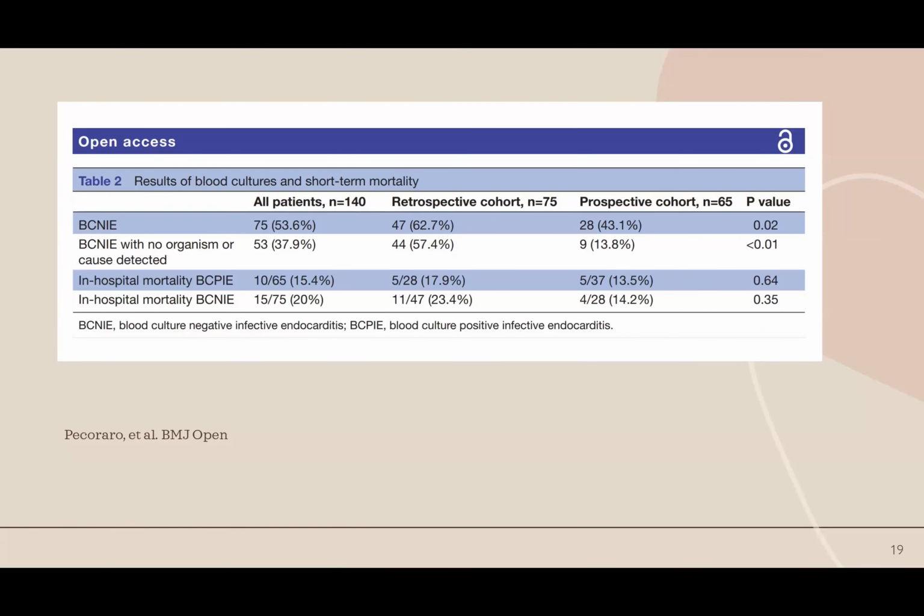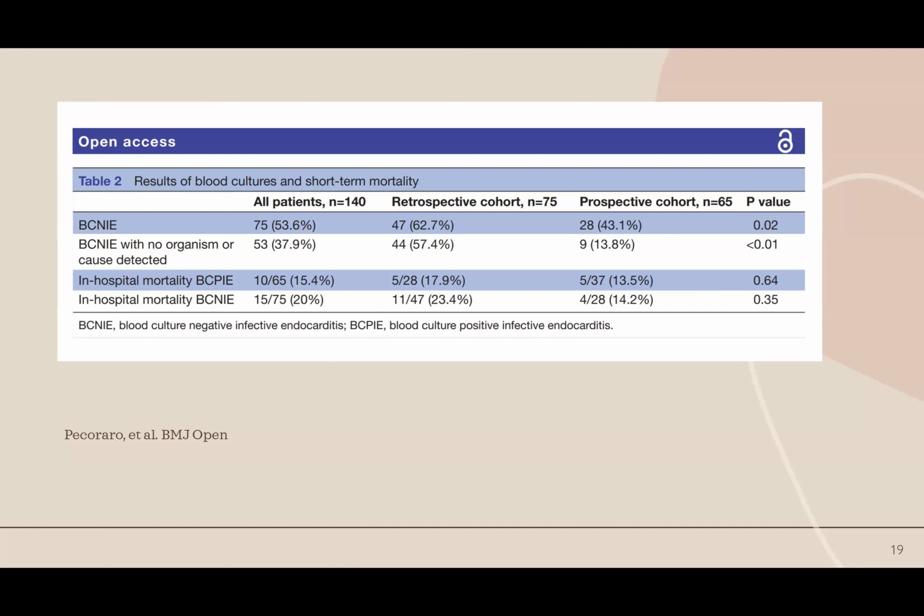So basically, this was a prospective study using the set protocol that we've just seen for organism detection, and they compared this to a retrospective cohort. What they showed is that no organism was detected in 57% in the retrospective cohort, versus a much smaller number, 13.8%, in the prospective cohort.